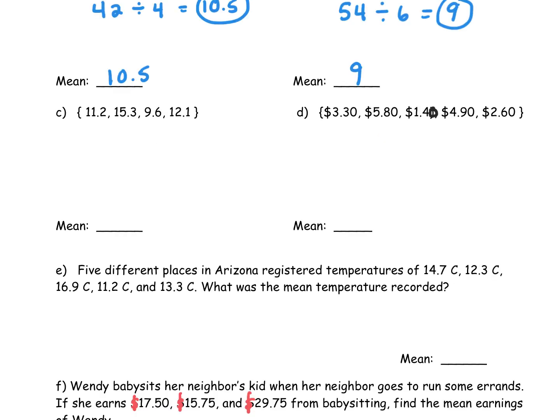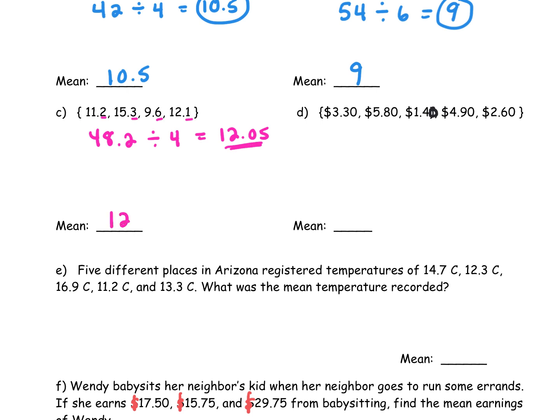For letter C, the sum is 48 and 2/10, and there are 4 data items, so we're going to divide by 4. When you do that, the quotient is 12 and 5/100. So you're going to notice that this average or mean goes out to the hundredths place, while most of the data, all of the data, goes to the 10th place.